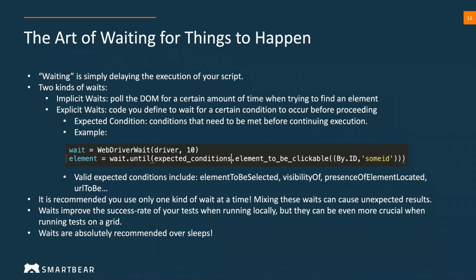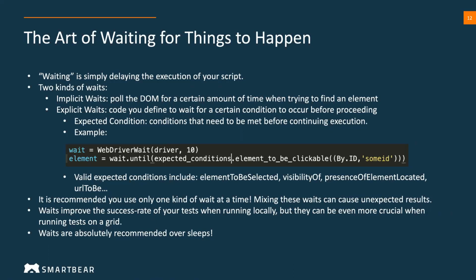There are lots of expected conditions. If you want to check out the list, Selenium HQ has it out there. Element to be selected, visibility of, presence of an element in the DOM somewhere. You can even expect things about the URL or the title. The list is very exhaustive. And so you have a lot of options for expected conditions. It is recommended by Selenium not to mix waits. So if you mix an implicit wait and an explicit wait in the same test session, you'll get some unexpected results. And they are definitely unexpected.